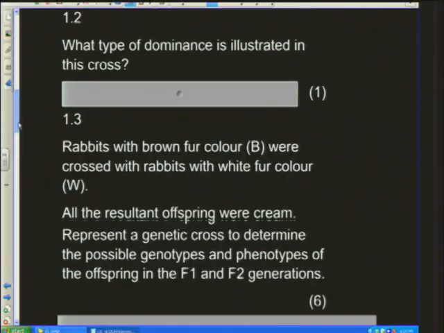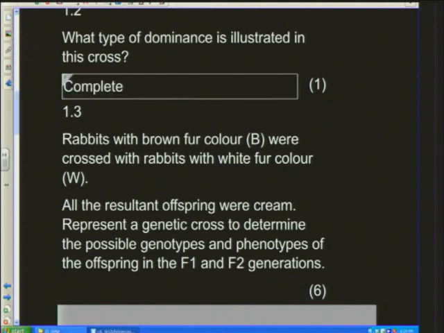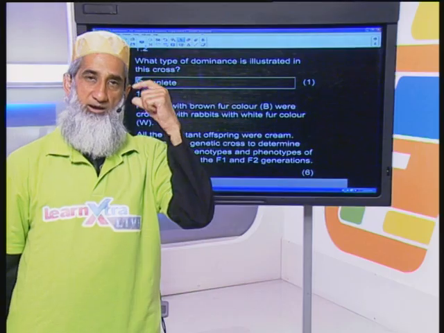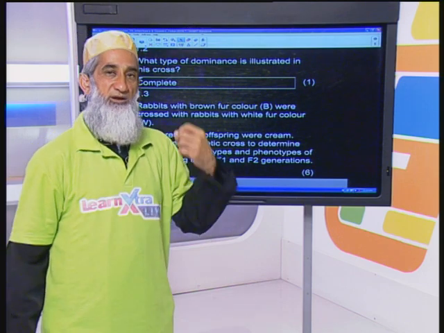Good. What type of dominance is illustrated in this cross? I gave it away in the start. I told you I'm dealing with complete dominance because the one completely dominates over the other. When that capital letter, when that allele for white forelock is there, the child will have this white forelock.